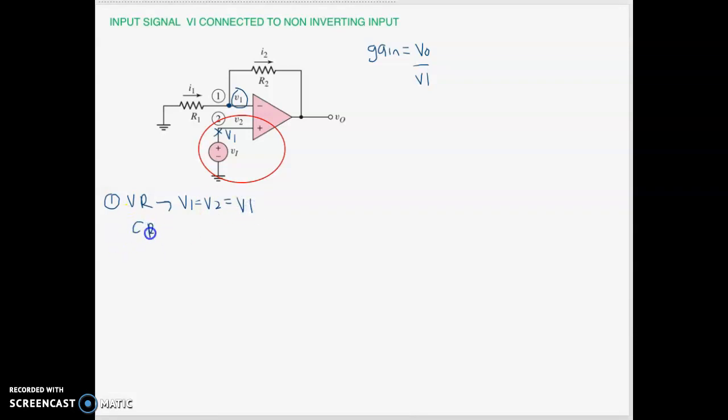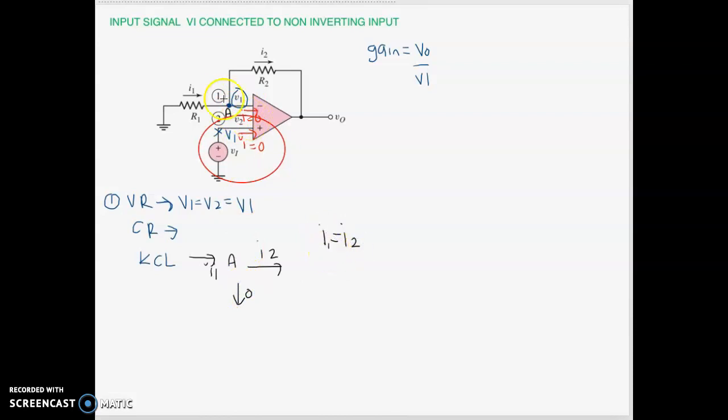Okay, apply golden rule number 2, that is the current rule. Here, the current flowing into the op-amp will always be equal to 0. So there will be no current flowing inside the op-amp. Okay, now let's apply KCL. Let's denote here as A, so this is node A. The current leaving is I2, and the other current leaving here is 0. So we can denote I1 equal to I2.